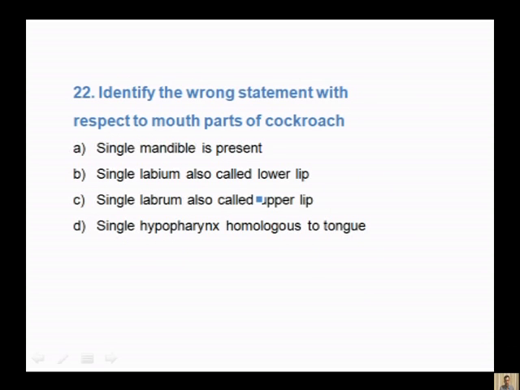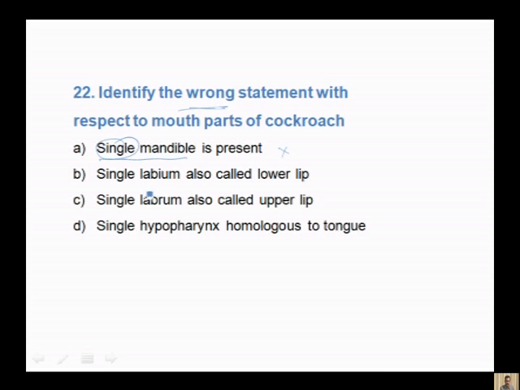Identify the wrong statement with respect to the mouth parts of cockroach. A single mandible is present. Single mandible, look at this. There are a pair of mandibles, or two mandibles, present in the mouth part of the cockroach, not a single one. We need to identify the wrong statement. So option A is wrong. Look at the other options also.